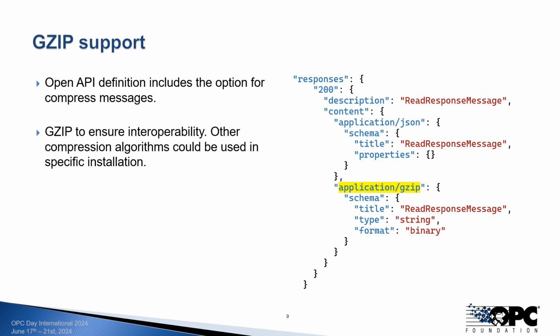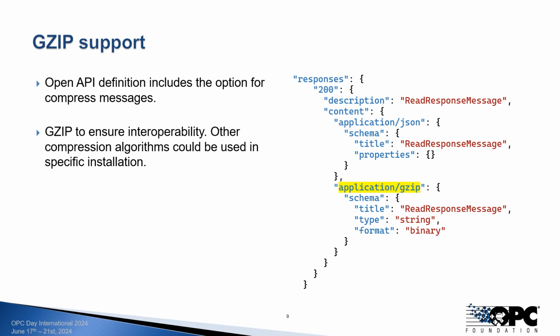Now, one of the downsides of eliminating the namespace indexes was you end up with much larger messages than you would otherwise, particularly if you have a lot of node IDs where you're replicating the same URI multiple times. For this reason, we wanted to require gzip support as a minimum requirement. You can obviously support other compression algorithms. A lot of web infrastructure gives you a choice of several, but gzip is the minimum, and gzip is what you need to support for interoperability purposes.